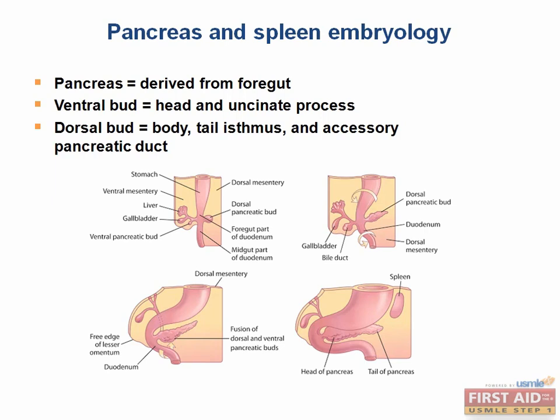Okay, let's continue along the GI system. The pancreas is derived from the foregut, and hence it is endodermal in origin. Pancreatic development begins with the formation of the ventral and dorsal buds, which you can see here. The ventral bud becomes the head and the uncinate process, whereas the dorsal bud becomes everything else, including the body, the tail, isthmus, and accessory pancreatic duct.